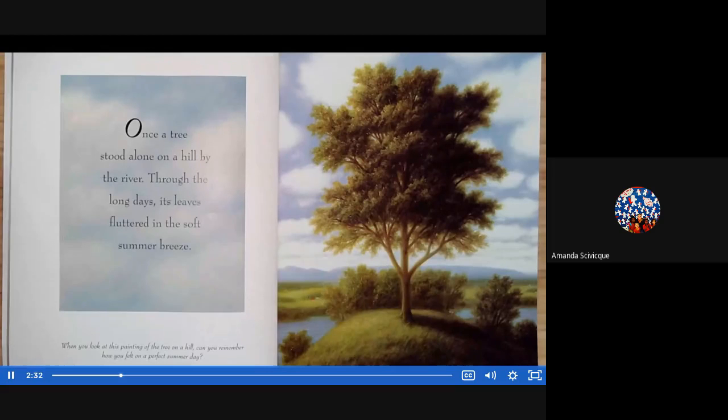Once a tree stood alone on a hill by the river. Through the long days, its leaves fluttered in the soft summer breeze. I already learned just by reading this first page that the author is sharing what's going on during the summer. When I look at the tree, I see that the leaves are green in the summer. And I also learned from the reading that the leaves flutter in the breeze.